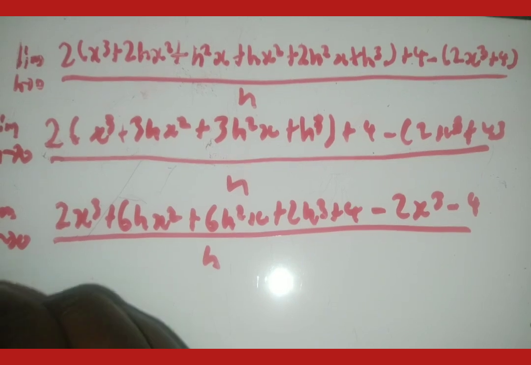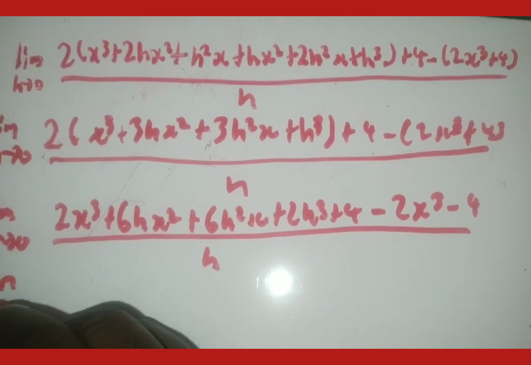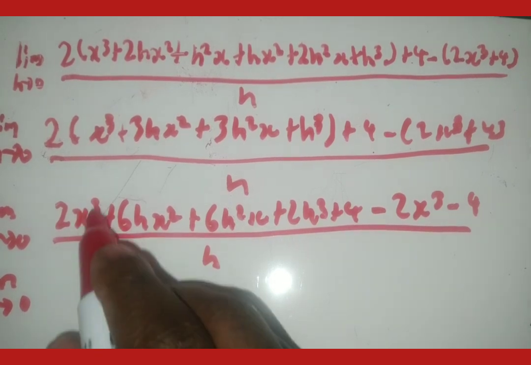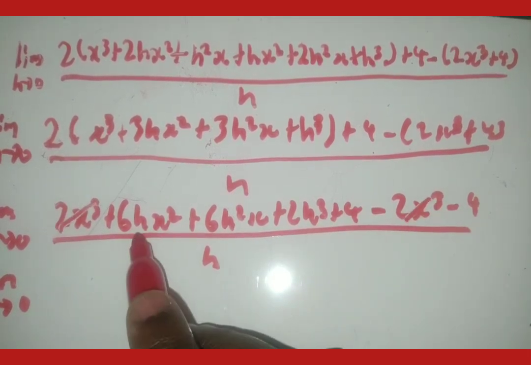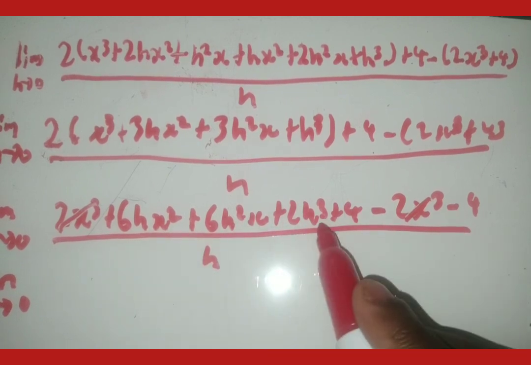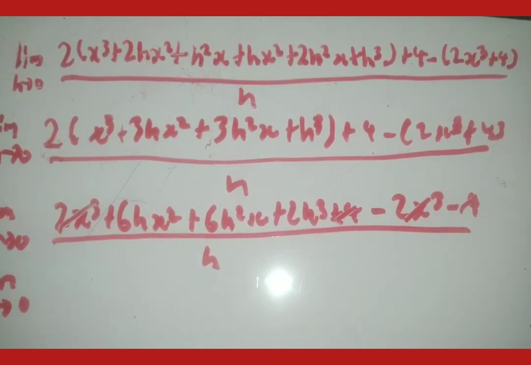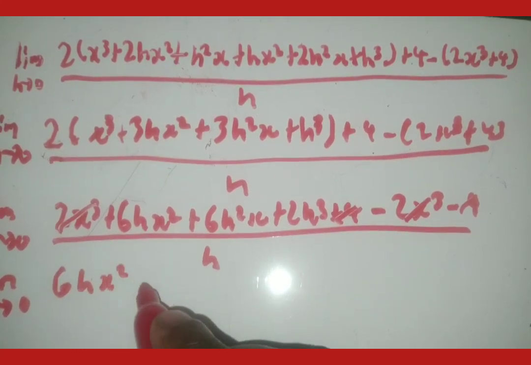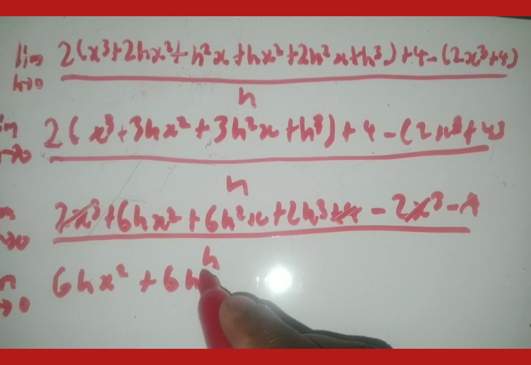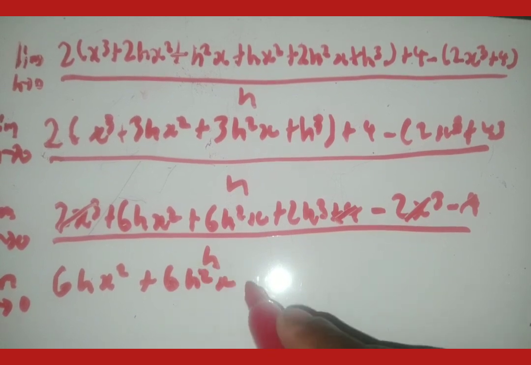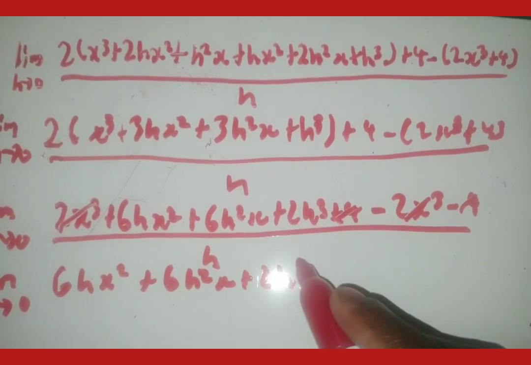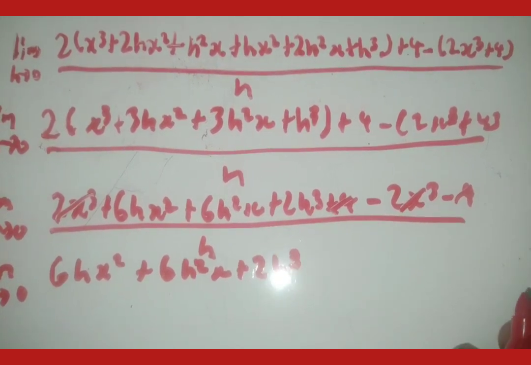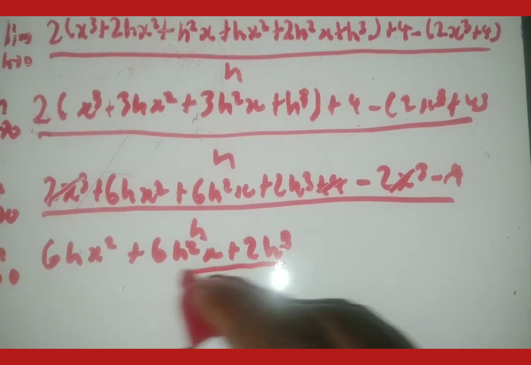And then now it's time to cancel the like terms. So obviously, everything that does not have h will cancel. So this is going to cancel with this. The h terms are not going to cancel, but this is going to cancel with this. So then what is left is 6hx squared plus 6h squared x plus 2h cubed. Okay, then we're going to have all over h.